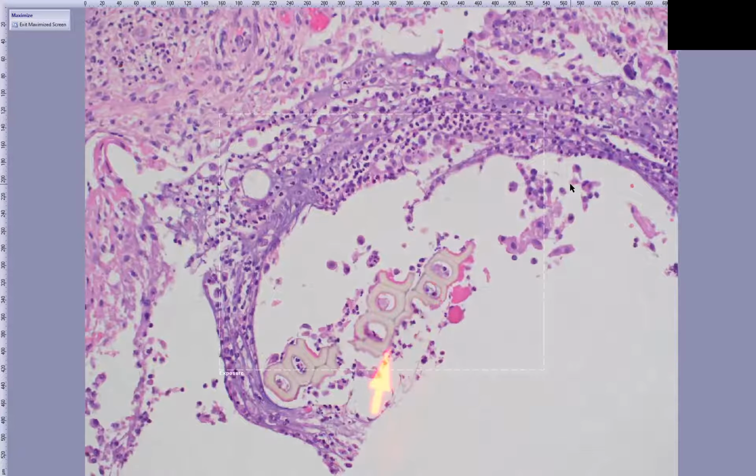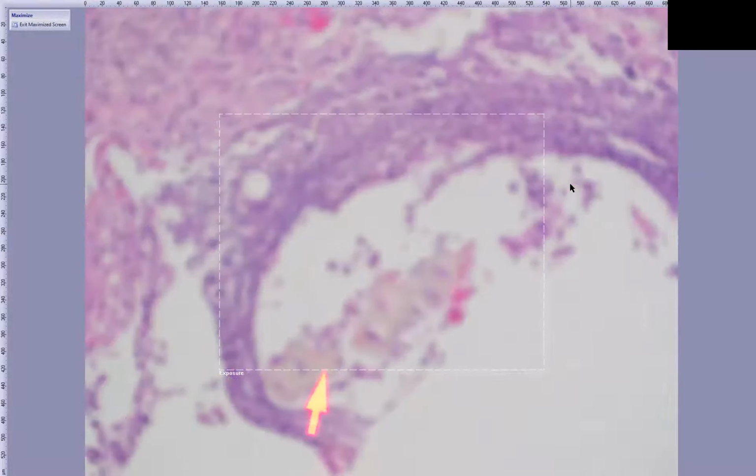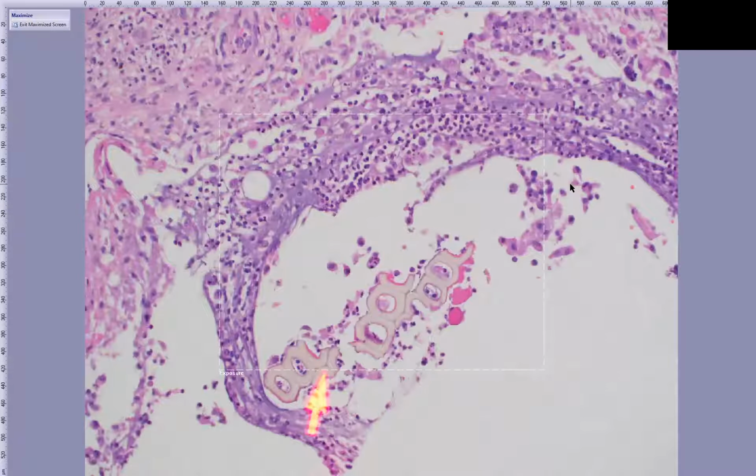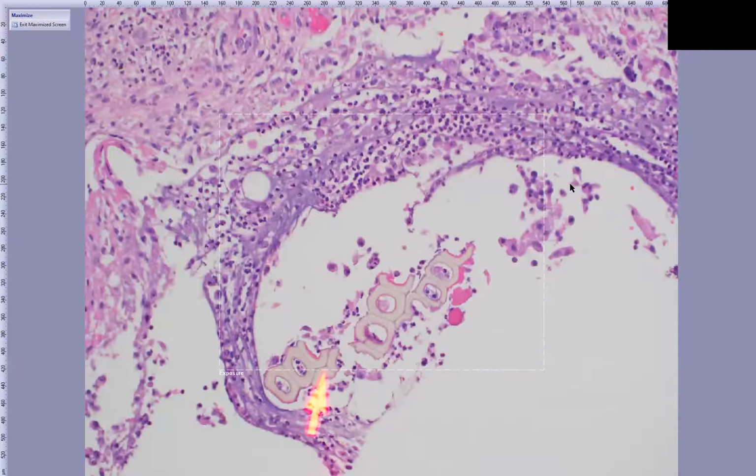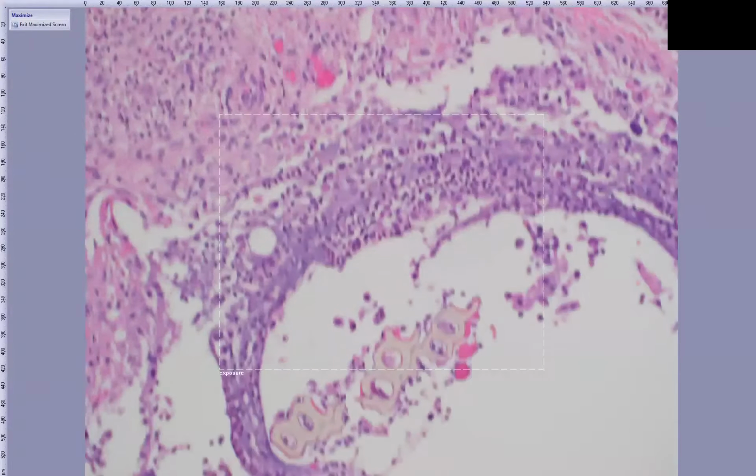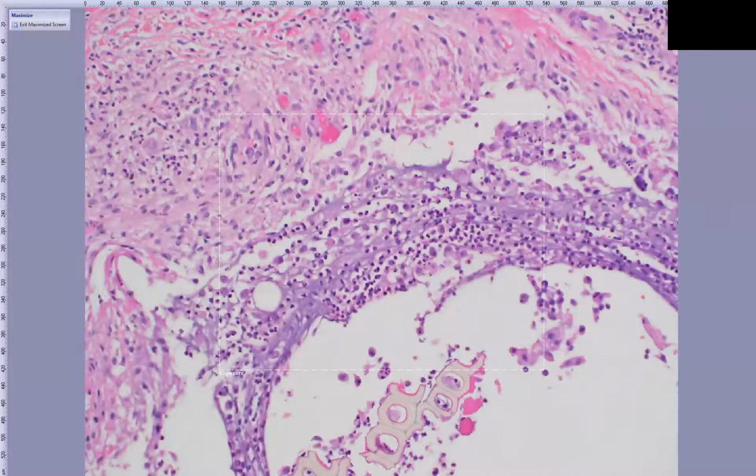This is actually plant material, and you can appreciate that cellulose structure. So this is plant material that is inciting this reaction. So this is a wood splinter that's incited this reaction surrounding it, this foreign body reaction.